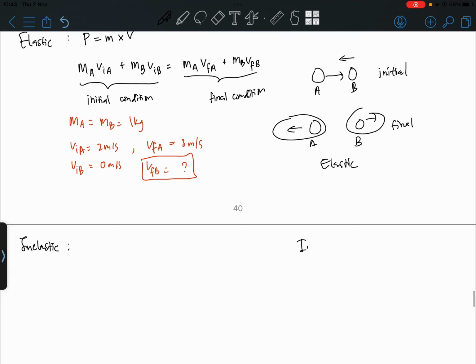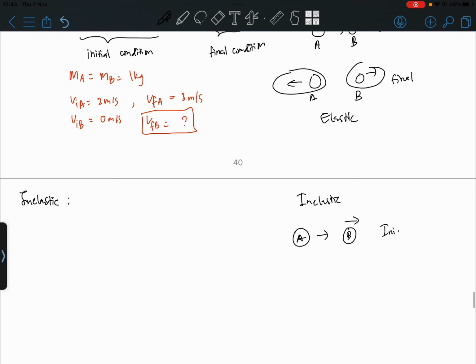For inelastic, you have a particle A moving to the right, and then particle B moves to the right too. So this is the initial condition.